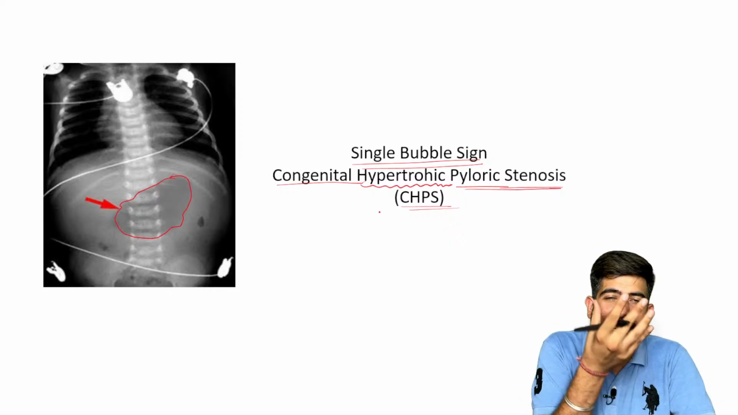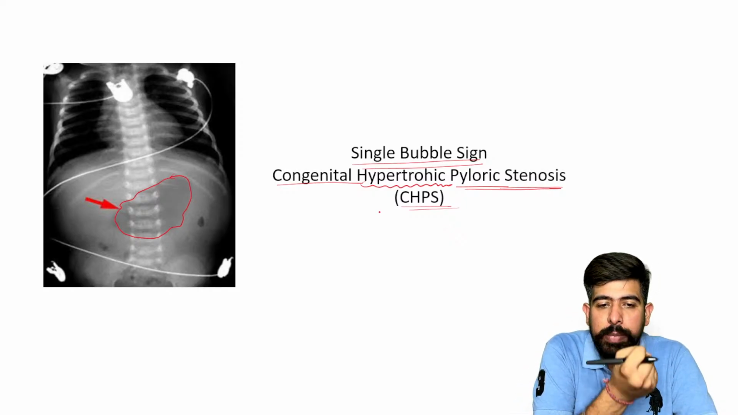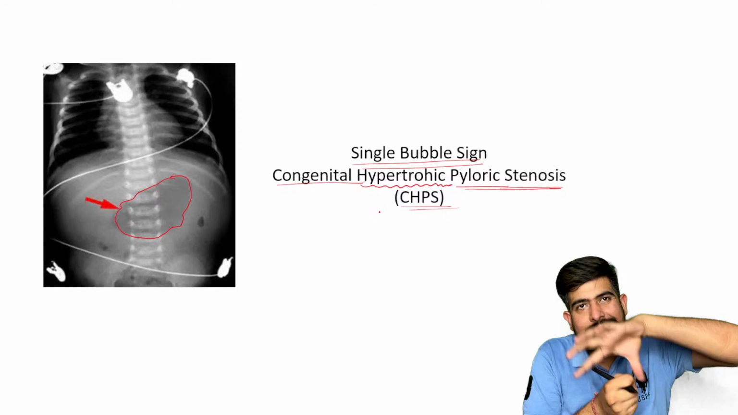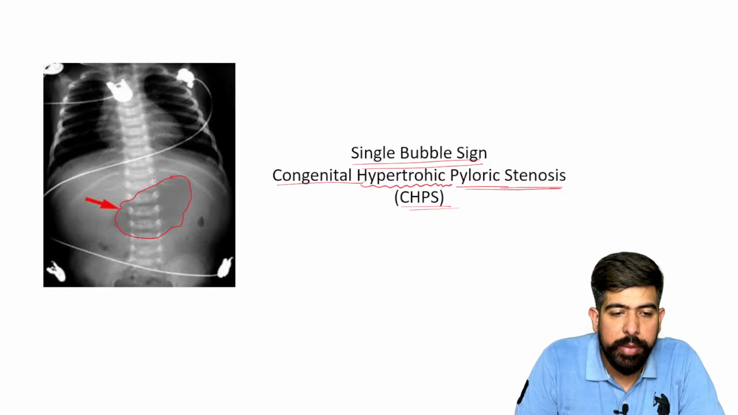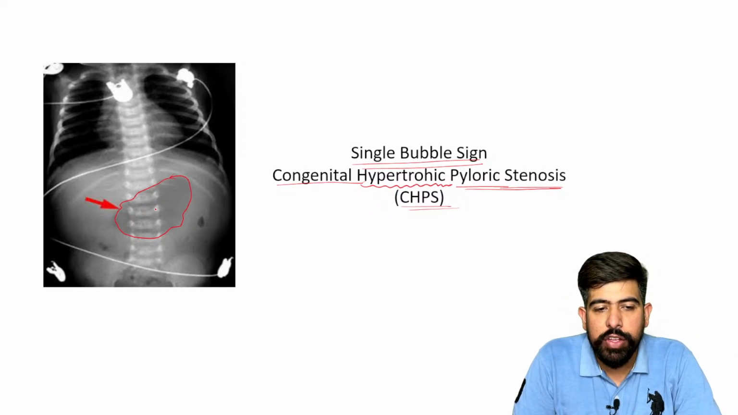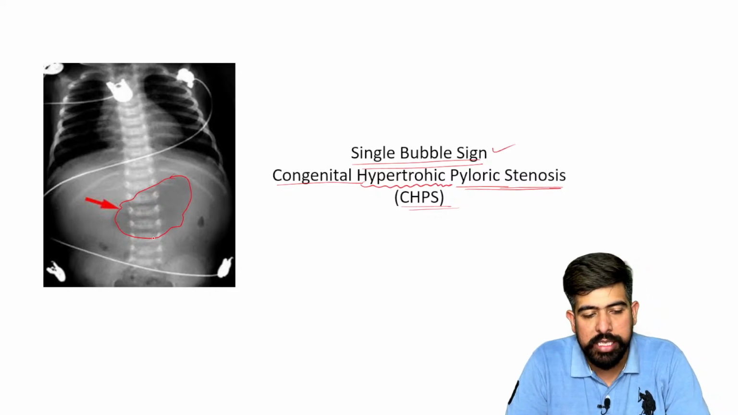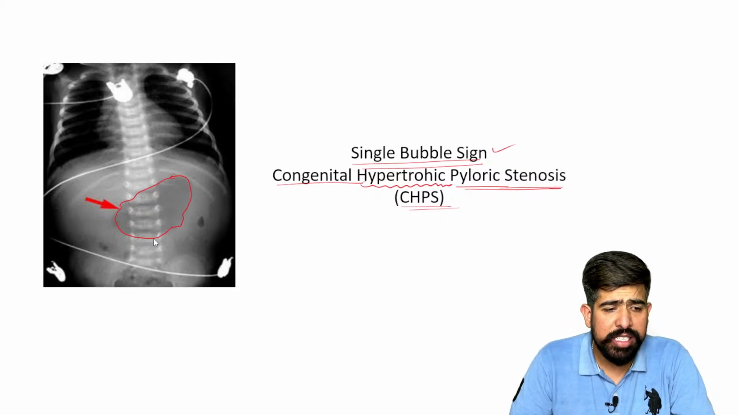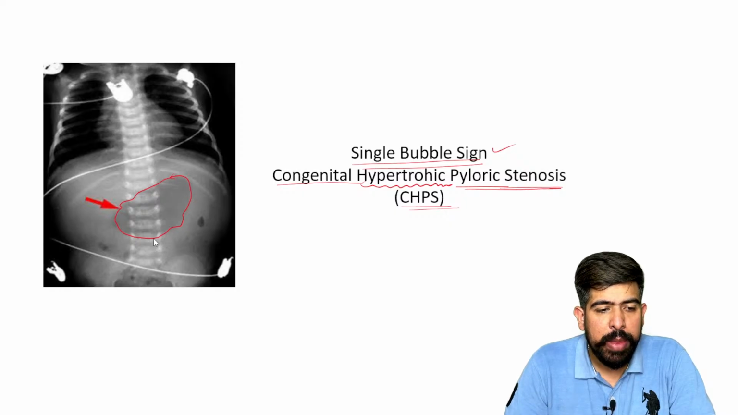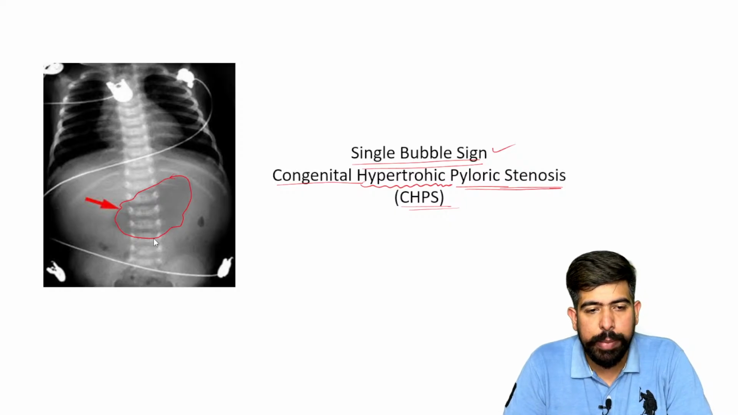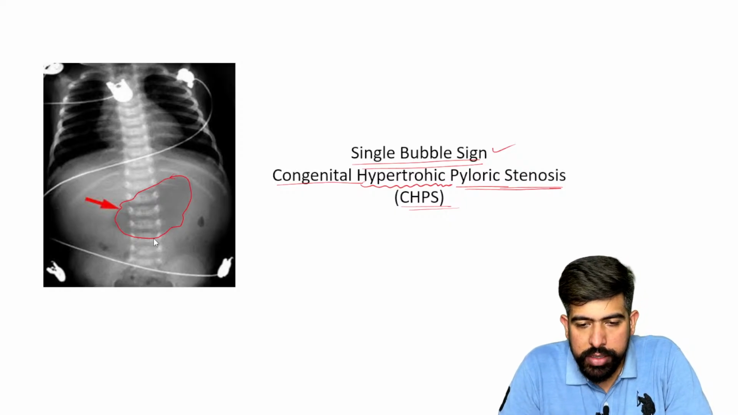So now, if there is obstruction at the lower part of the stomach, the air is trapped in the stomach only. So this is the stomach of the child, and there is trapped air only. Please remember about it. The single bubble sign will be seen in pyloric stenosis.